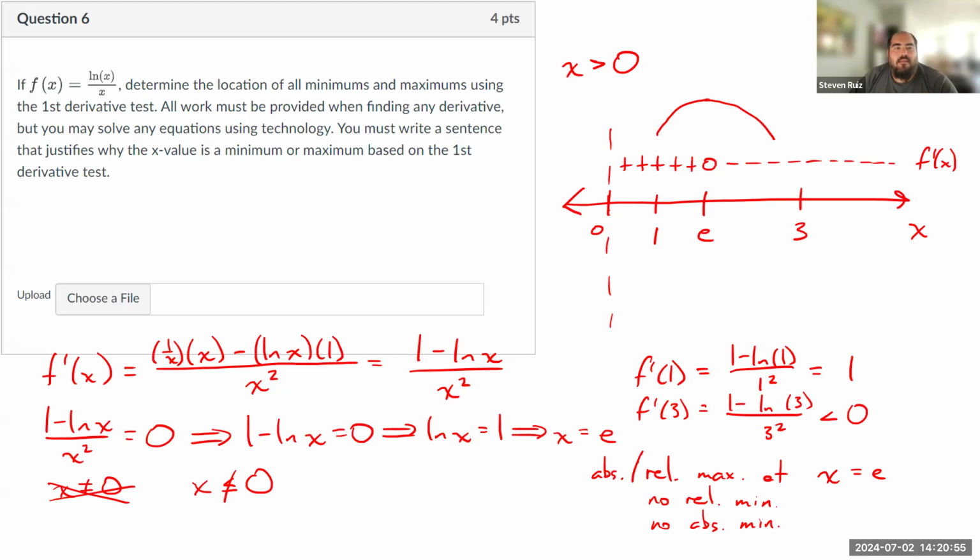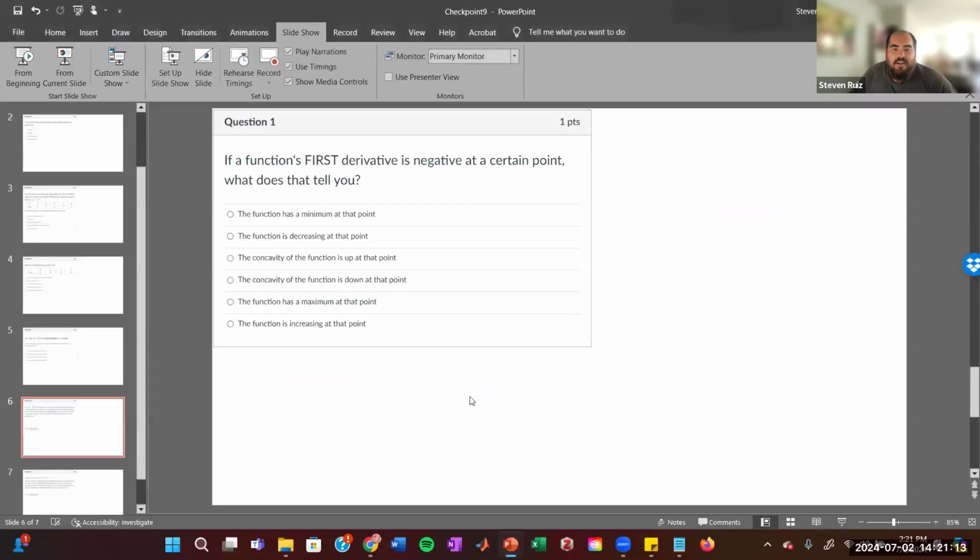Actually, I don't know if I can say that. Let me think about this a little more. Yeah, I think that's true. Okay. Actually, I should probably show you a graph while I'm talking about it. So let's exit this for a bit. So it's natural log of x over x.